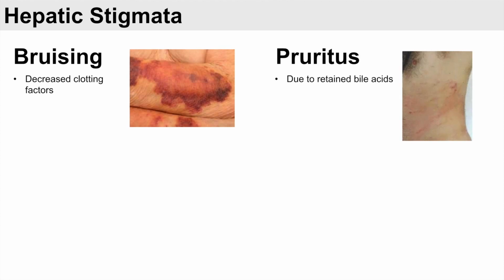The next sign or symptom of liver disease is pruritus, and pruritus is due to retained bile acids. Pruritus itself is itching, and what we see is that in instances of cholestasis, there is not adequate excretion of bile because of some problem like cirrhosis or some mass in the liver, which is suppressing or reducing secretion of bile.